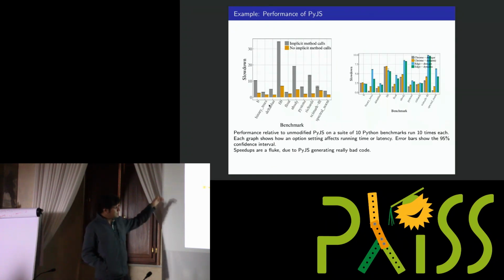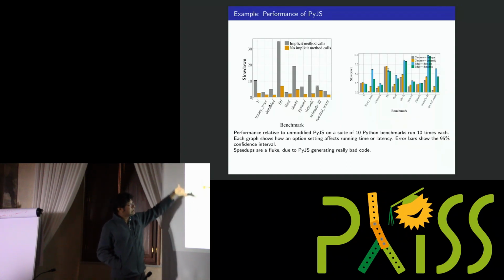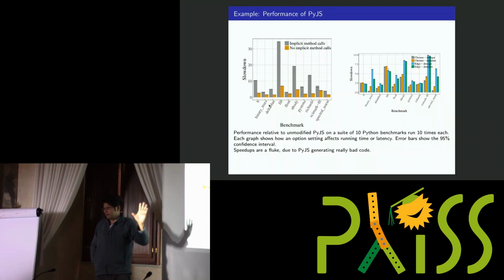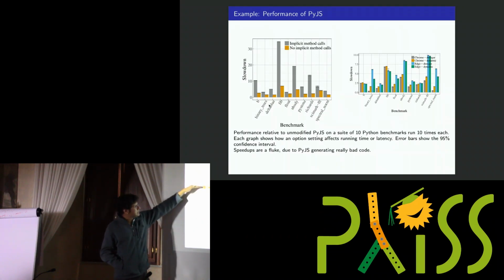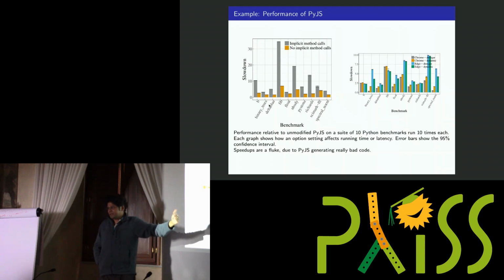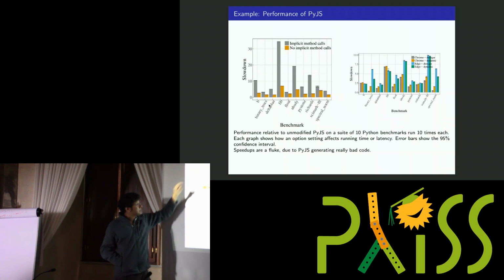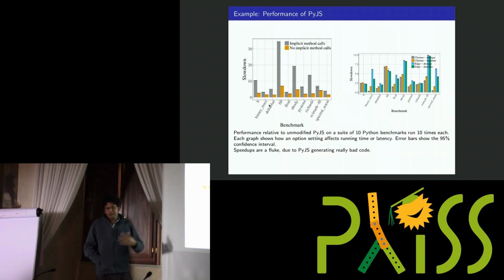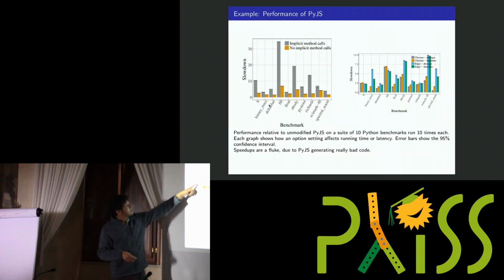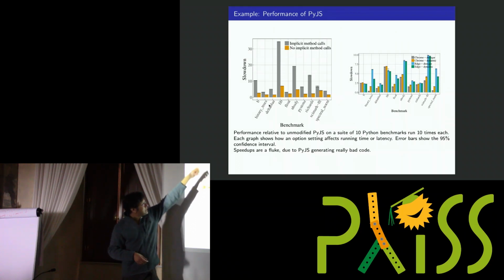On the x-axis, we have a bunch of Python benchmarks that we were able to run through the PyJS Python to JS compiler. And on the y-axis, we have the slowdown relative to PyJS without Stopify. So 1 means we're running as fast as PyJS, and above 1 means slower. If we run Stopify in a mode where we instrument all operators to support these implicit method calls, we get pretty terrible performance. Like 10x here, more than 30x there.